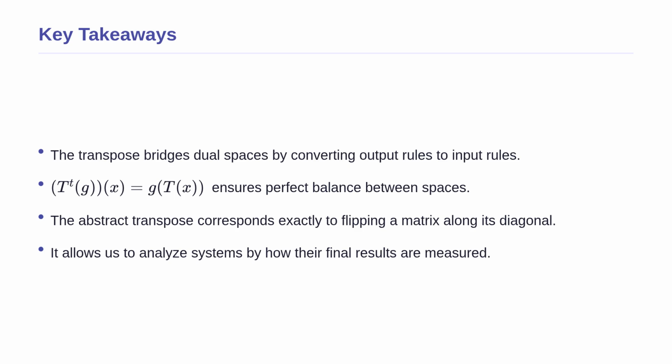Let us summarize what we have learned today. The transpose of a linear transformation acts as a bridge between dual spaces, seamlessly converting a rule that evaluates outputs into a rule that evaluates inputs. We saw how the fundamental definition ensures a perfect balance, and we proved that this abstract operation corresponds exactly to flipping a matrix along its diagonal. You now have the tools to analyze complex systems not just by where they go, but by how their results are measured. Great job completing this topic.